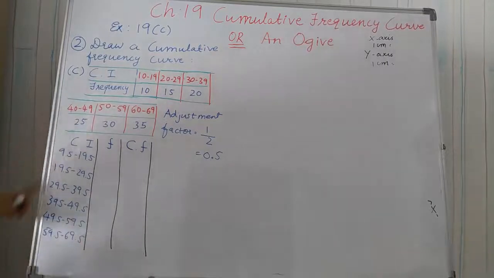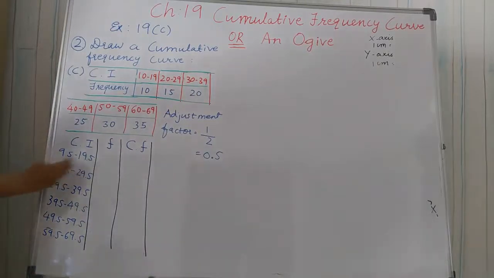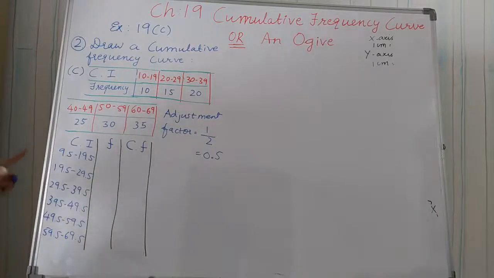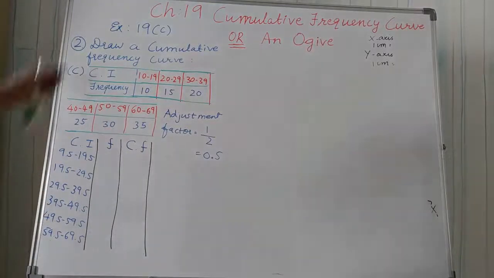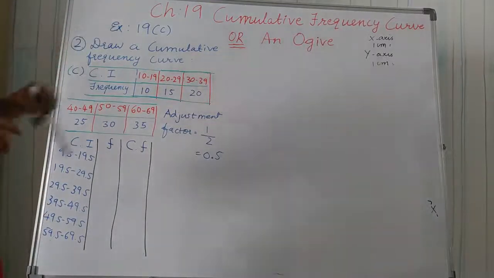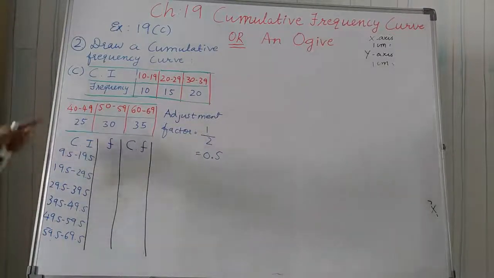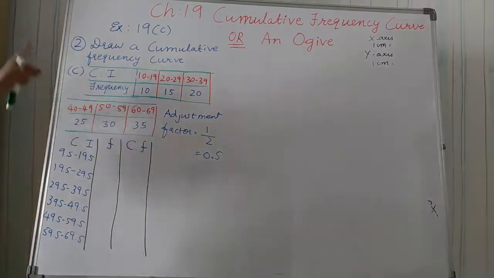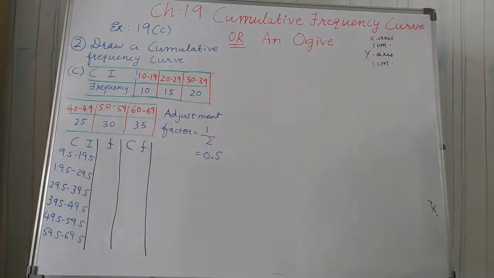So by adjustment you can see now the class intervals are in the inclusive form. It means they are in continuous form, there is no gap in between. So always when you need to draw a cumulative frequency curve or Ojive, your classes must be in continuous form only. Then only you can draw the Ojive. So you have to convert them if they are not given in a continuous form.